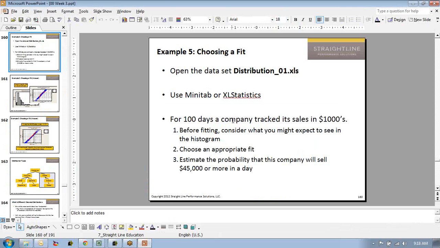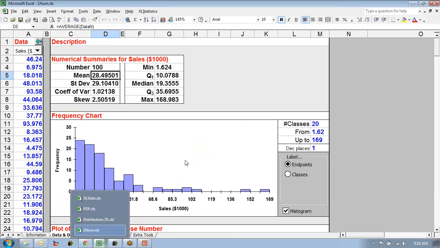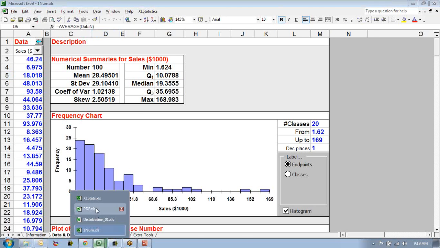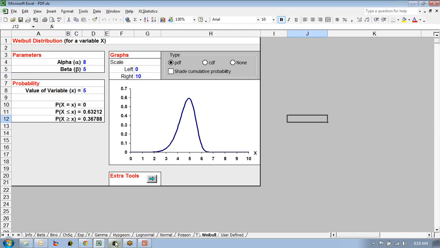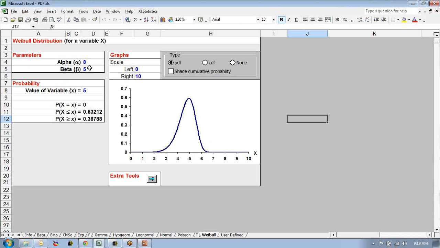And we want to estimate the probability that this company will sell 45,000 or more a day, and the sales are already in thousands. Okay. So to do that, I'm writing down 28 or 20. I'm just going to call this 28.5. I think that's pretty close. That's my mean. And I'm going to use an exponential distribution to estimate what's the probability I'll have more than 45 in a day.